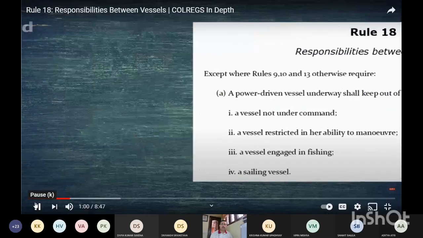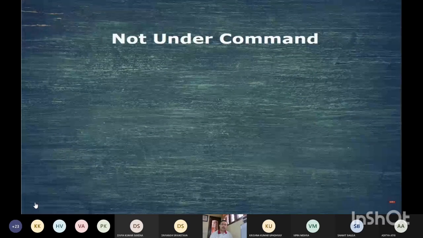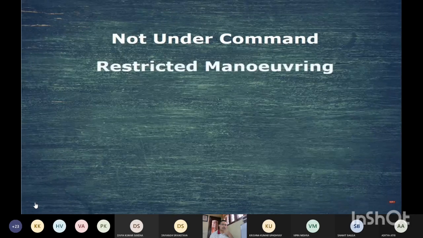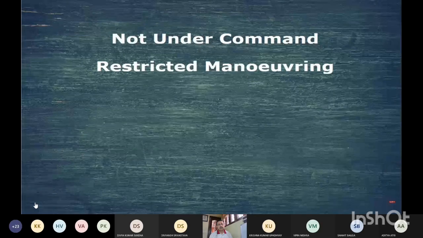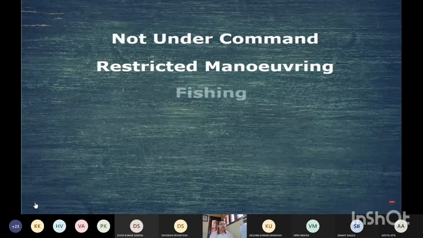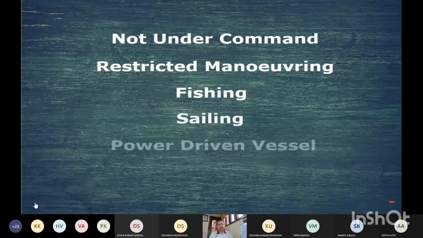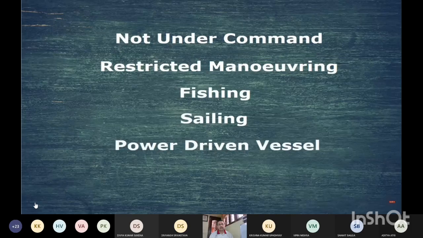So what is this hierarchy that it establishes? Well, it's kind of common sense really. It places not under command right at the top, along with restricted in her ability to maneuver. It doesn't actually differentiate between the two of these in the rule, but common sense would say not under command is unable to maneuver due to some exceptional circumstance, and restricted ability to maneuver is only unable due to the nature of her work. So if she has to, she can stop that work and get out of the way of a not under command. The next one down would be a fishing vessel, followed by a sailing vessel, followed by a power-driven vessel. Of course, a power-driven vessel having to keep out of everyone's way, as we saw in paragraph A.